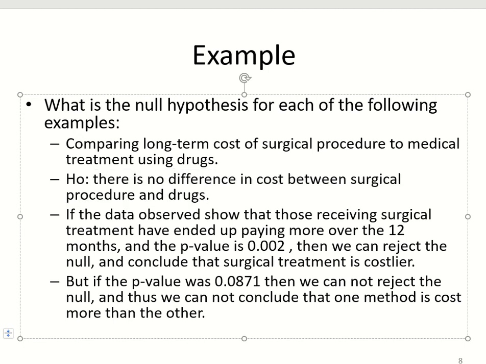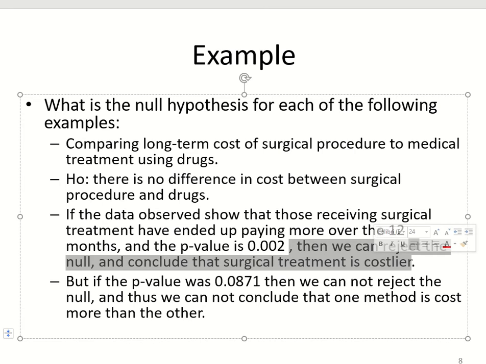So what happens if the data observed showed that those receiving surgical treatment end up paying more over the 12 months, and the p-value came out to be 0.002? This is a small p-value, less than 5%, so we're going to reject. Then we reject the null hypothesis and conclude that surgical treatment is more costly. Okay, that's scenario number one.